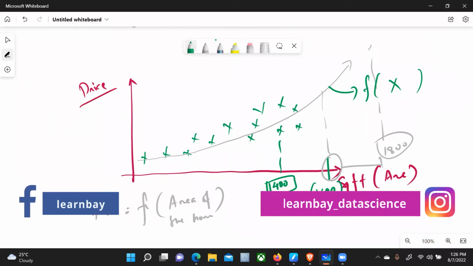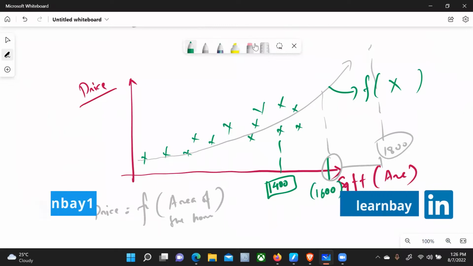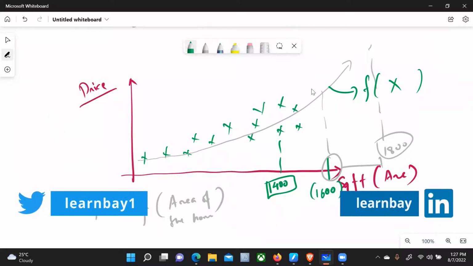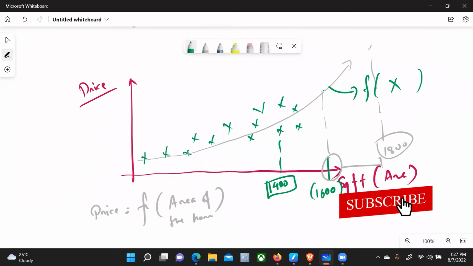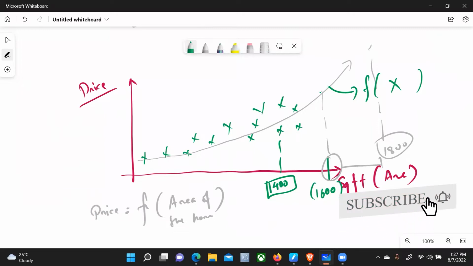Does this point make sense? First of all, till this point, is everyone clear? Okay, very good.